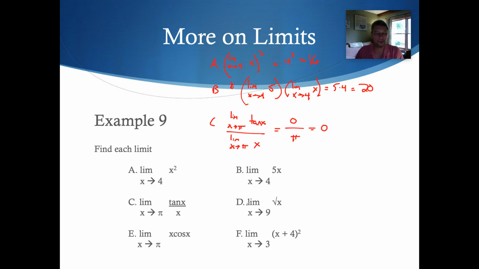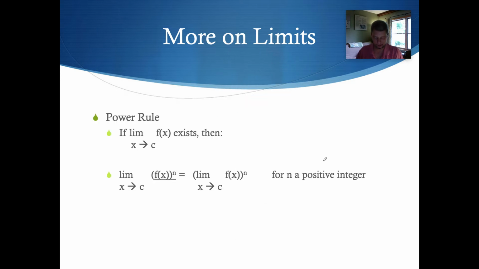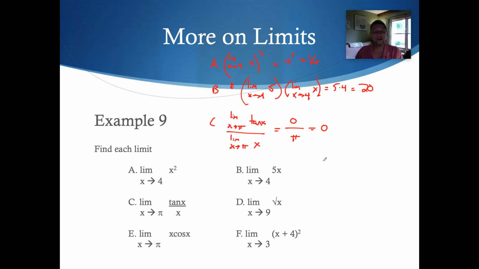The limit for D, the limit as x approaches 9 of the square root of x. In this case, it is simply going to equal the square root of 9. And so that's going to be 3. That's just direct substitution here. This one is the product rule.